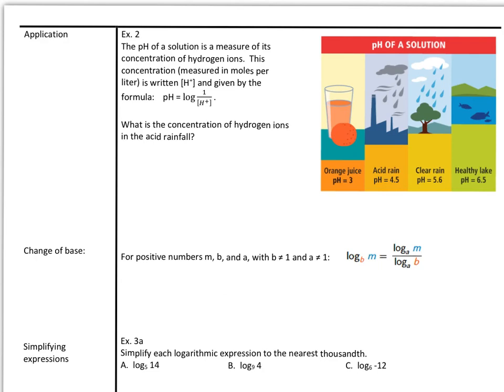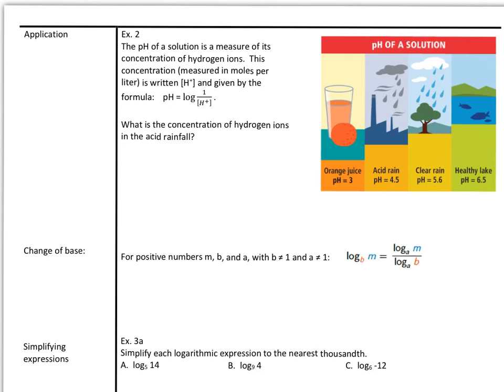We'll end today's video with an application problem. Example 2. The pH of a solution is a measure of its concentration of hydrogen ions. The concentration, measured in moles per liter, is written as H+, and given by the formula pH equals log of 1 over H+. What is the concentration of hydrogen ions in the acid rainfall?